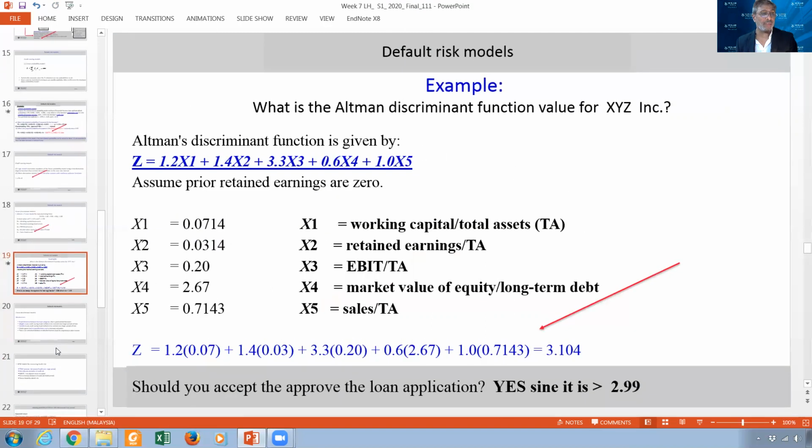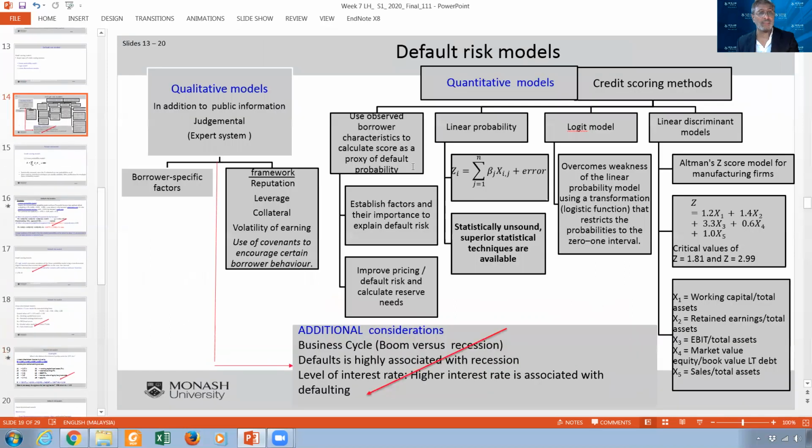So this is actually what we call the linear discriminant model. This is what we call credit scoring. And there is the linear probability modeling, the linear discriminant models, and the logit model. The logit model is actually solving the problem of linear probability.